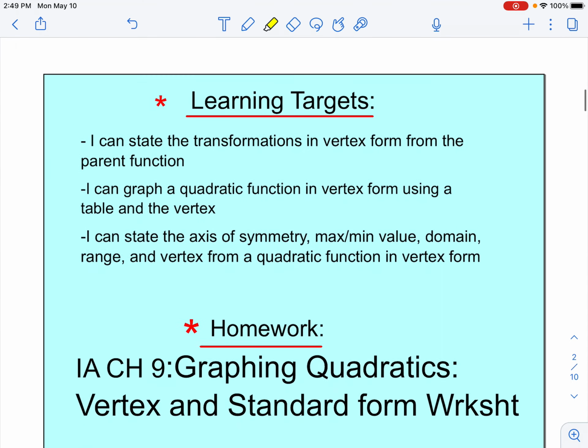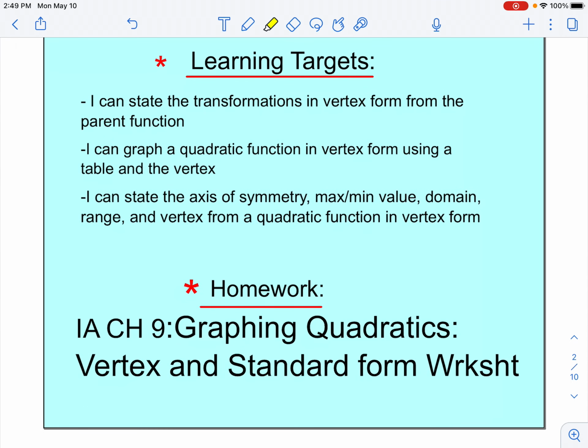Now we're going to use that knowledge to actually graph parabolas and quadratic functions in both vertex form and standard form. So we're still going to work on stating the transformations in vertex form, and now we're going to add graphing in vertex form. So we're going to use a t-table and the vertex, because that's going to be our point that we're putting in the middle. And then we're also going to work on just stating from the graph, after we've graphed it, the axis of symmetry, the min-max value, and again the domain and range and vertex.